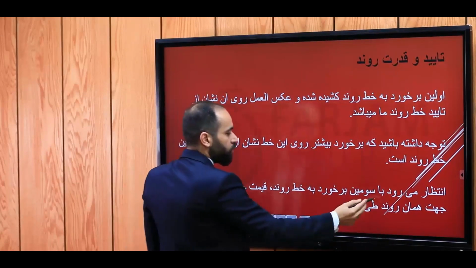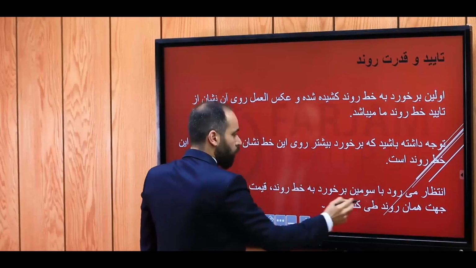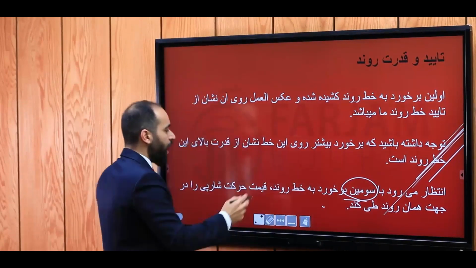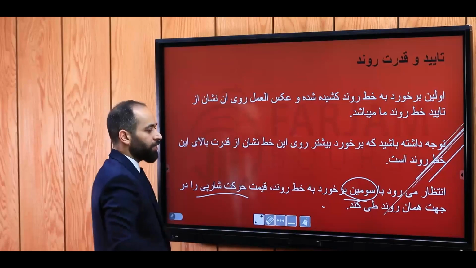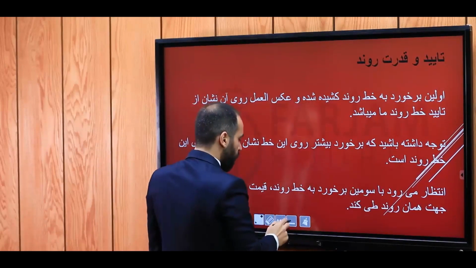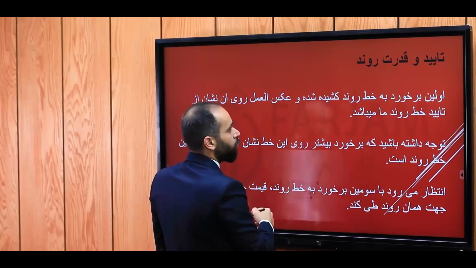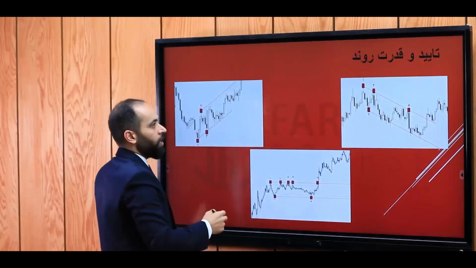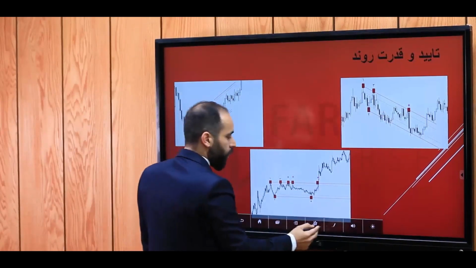And what should we expect from the third touch of the trend line? Always remember that the third touch usually results in a sharp move. That's what we expect. All right, in the next slide, we see that we've brought in several examples. And we'll review these confirmations and strengths using these examples.